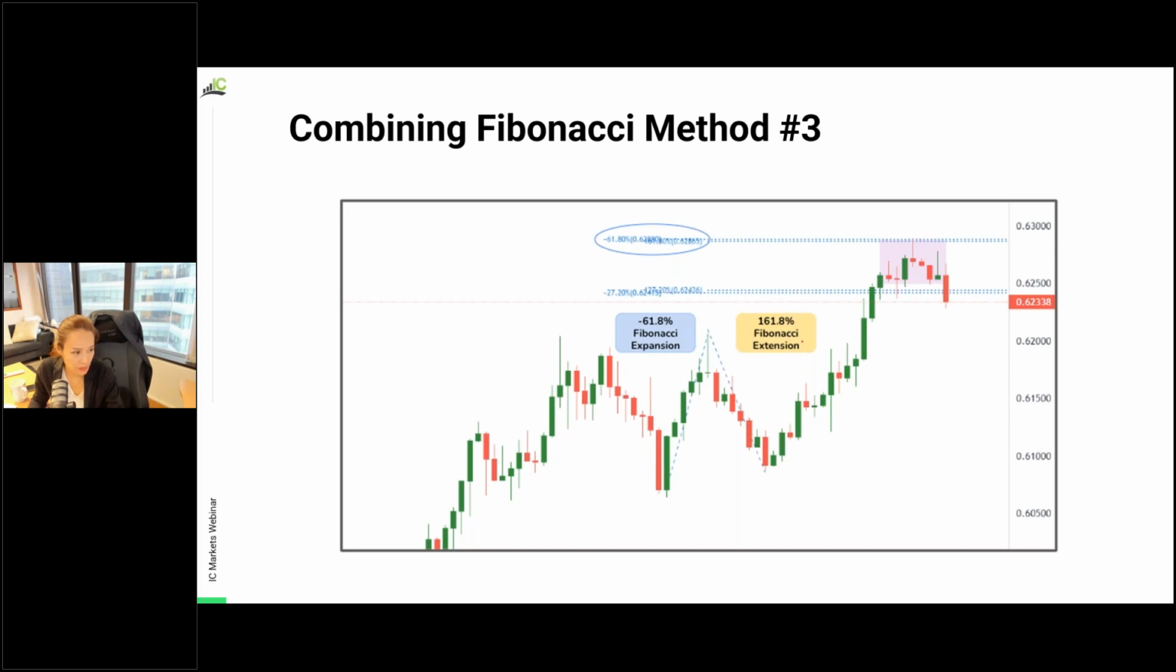Another example from here, this one combined with 61.8% expansion and 161.8% extension. So basically, you draw Fibo extension from here. I think from here, where is the starting point? From here to here, you see 61.8%, and the extension is here. Where is the extension? It's this level.